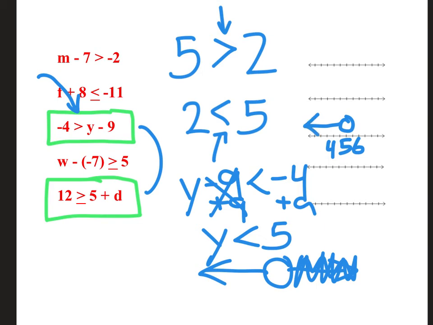And if you're not sure about that, if you get stuck on that, you can always take one that's obviously on the side of your answer. So let's just take 4. Shouldn't 4 be part of this answer since it says everything less than 5? Let's see if this is a true statement. If I plug in 4, 4 minus 9 is -5. Is -4 greater than -5? Yes, it is. So that makes that a true statement.